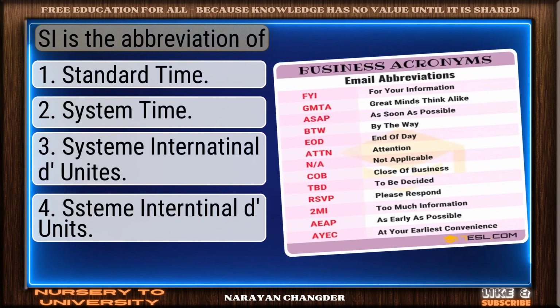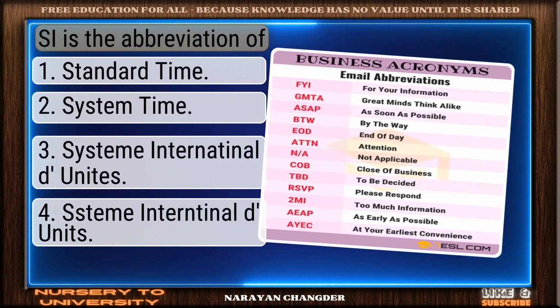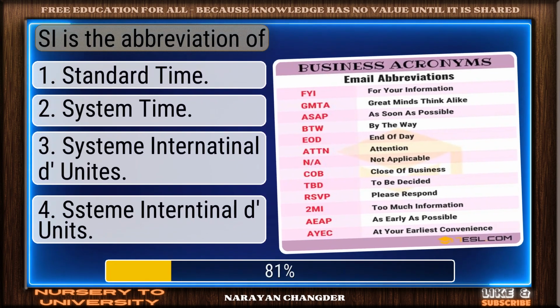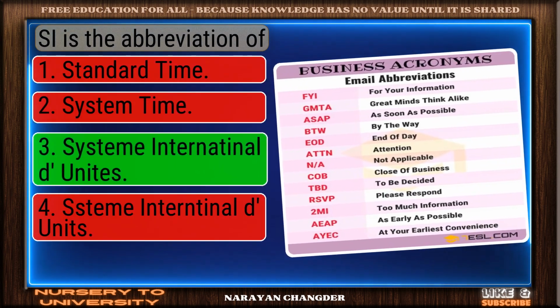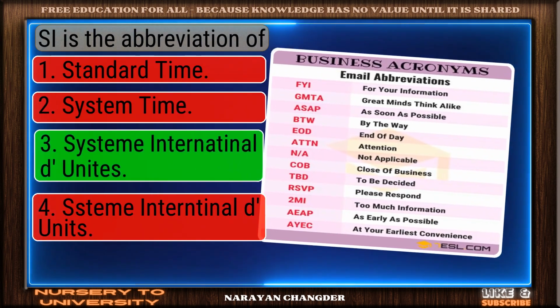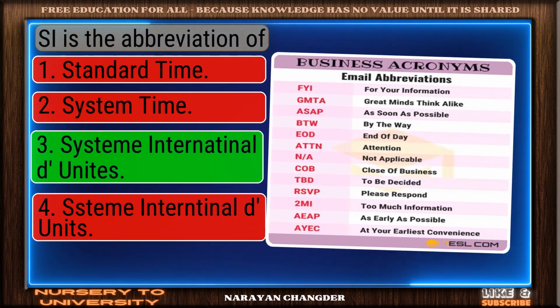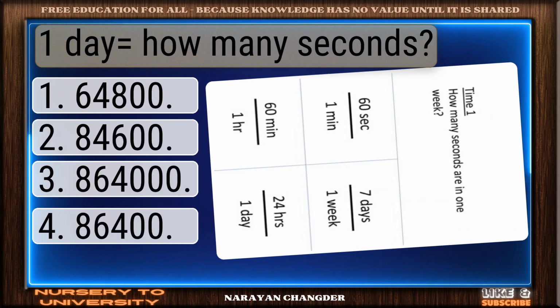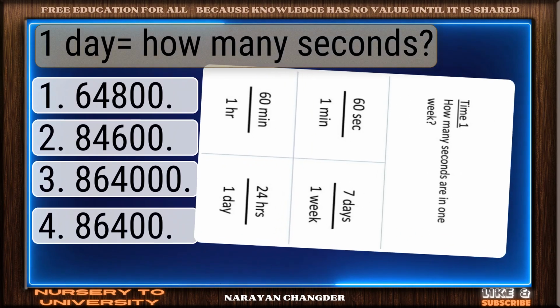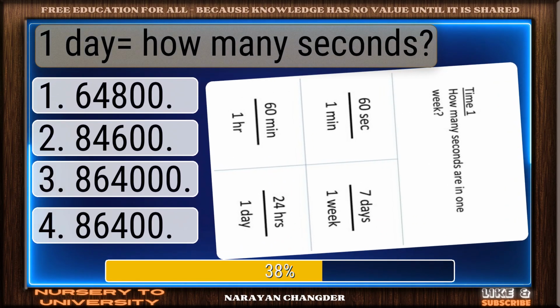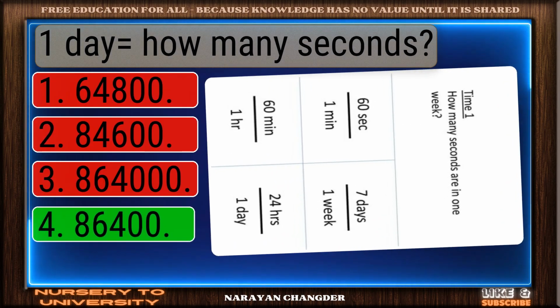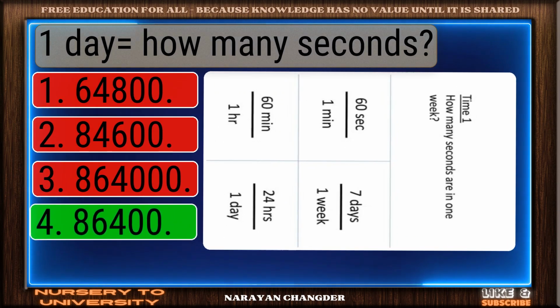Question number 248. SI is the abbreviation of. Nice selection. Système International d'Unités is the correct and valid answer. Question number 249. 1 day equal to how many seconds? You chose 86400 and it is correct.